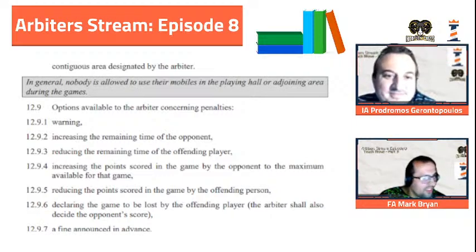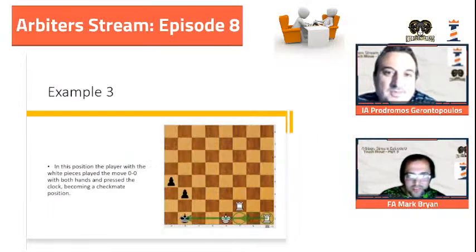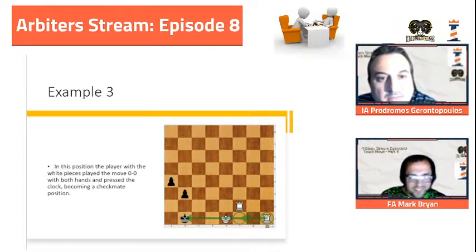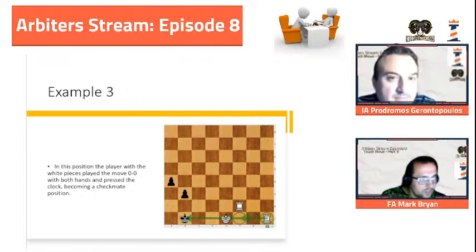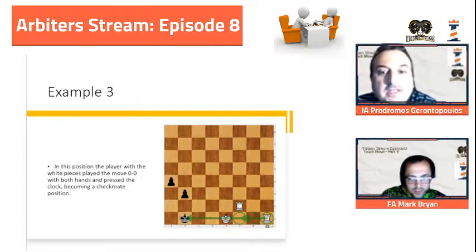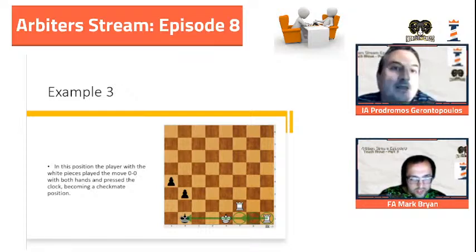Yes. So let's go back to our third example. In this position, the player with the white pieces played the move castle kingside with both hands and pressed the clock, becoming a checkmate position. Yes, this is an interesting question. It has happened very many times in blitz or rapid games.